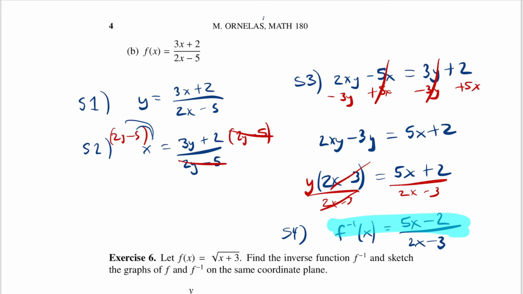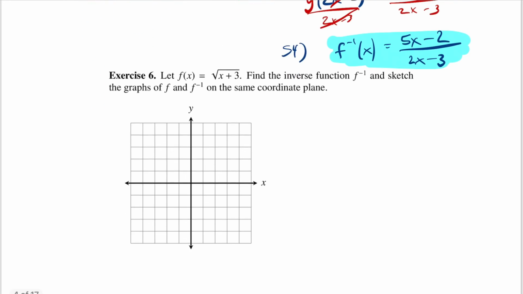Okay, the last problem is a graphing problem. So we need to take this function, we need to find the inverse of it. Then we need to sketch both the function itself and the inverse on the same coordinate plane. So let's do this. You can create an XY table if you'd like.